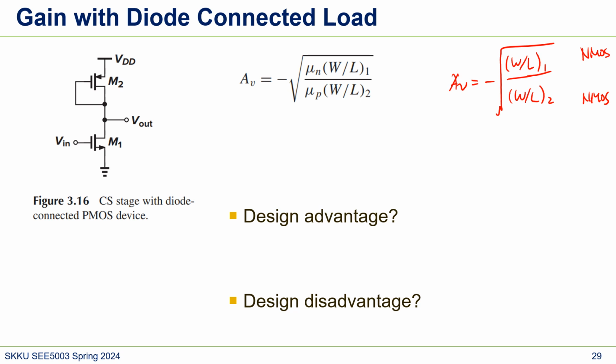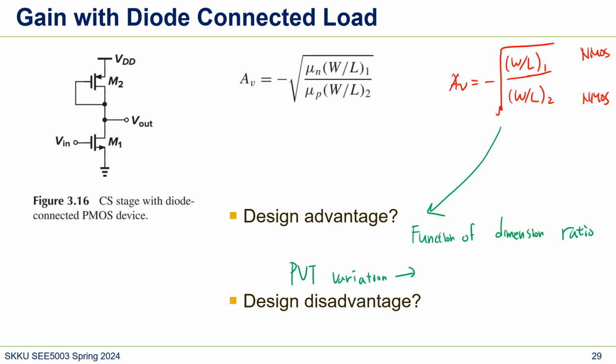What's the advantage? So when we see this equation, the gain is just a function of the dimension ratio, right? This is good because, as I said, there is PVT variation, right?